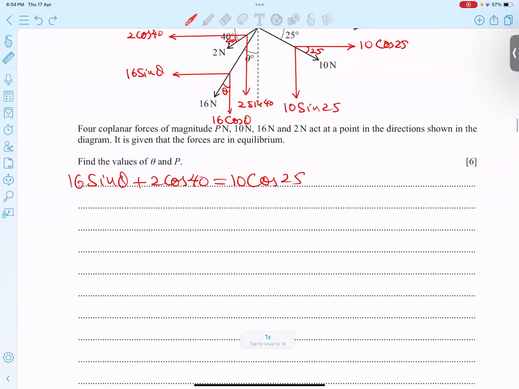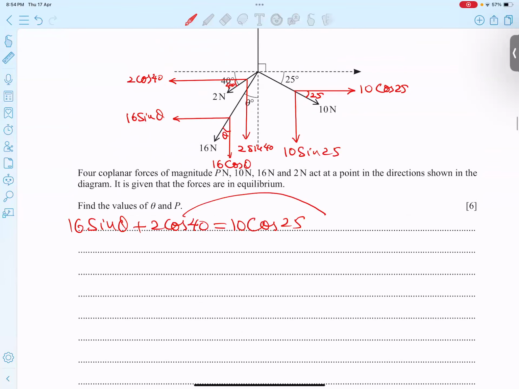Done. I can bring it to the other end and divide by 16. I get sine theta as the subject, which I can make easily if it goes there and subtract. So I am typing 10 times 2 cos 25 minus 2 times 2 cos 40, and I'm getting here 7.53 divided by 16.